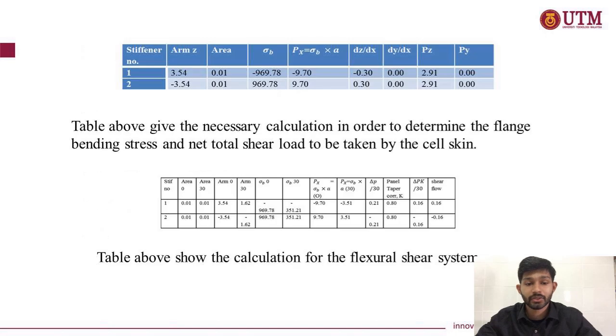This table shows the necessary calculation in order to determine the flange bending stress and net total shear load to be taken by the cell skin. And the table below shows the fuselage shear flow and the calculation for the flexural shear system. So from these two tables we can conclude that all cells obtain a safety factor that exceeds 1, and the skin of the aircraft or fuselage can withstand the applied torsion.